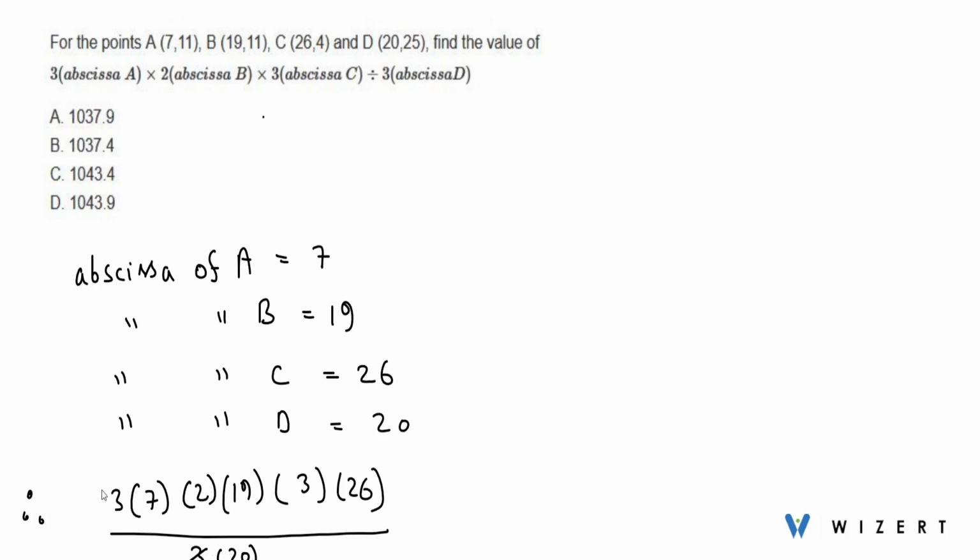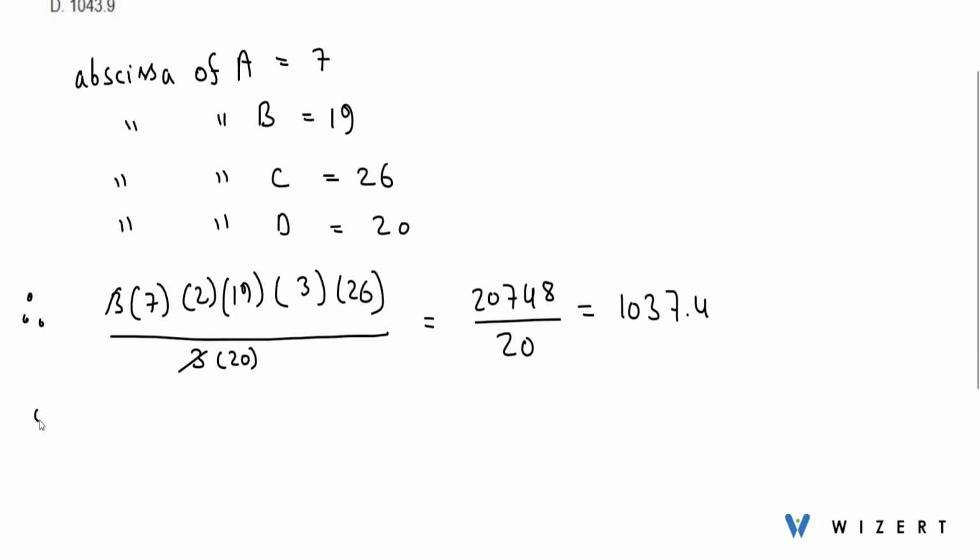So 3 and 3 will cancel out each other, so the remaining portion of the numerator will come out to be 7 multiplied by 2 multiplied by 19 multiplied by 3 multiplied by 26 will give us 20748, and in the denominator we have 20. So 20748 when divided by 20 will produce 1037.4. Therefore, upon checking the options, we see that option B will be the required final answer.